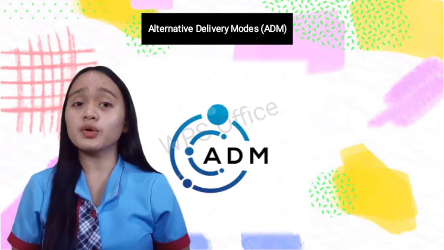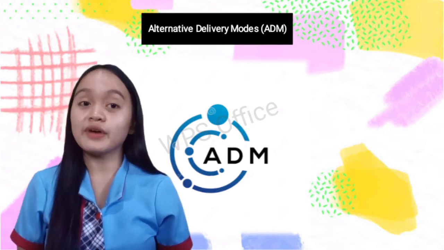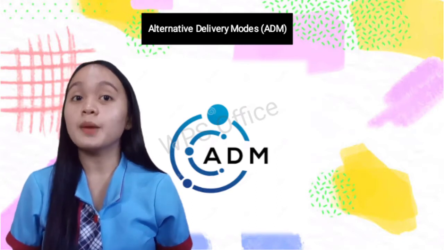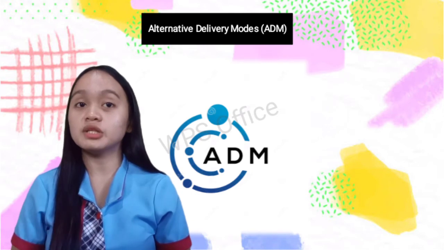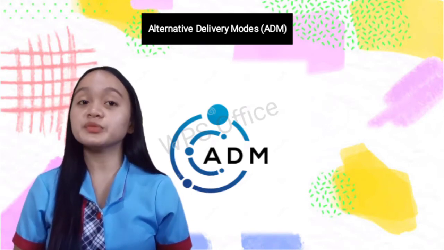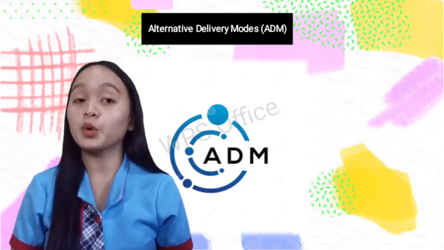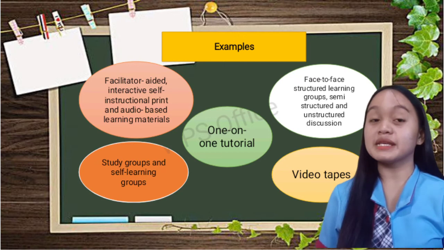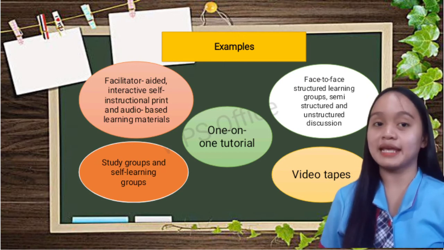As we all know, not all learners are lucky enough to go to school, and some of us have a hindrance or problems like financial problems, personal problems, and others. So that is why the Department of Education finds ways to solve the students' problems. So here are some examples of alternative delivery modes, or ADMs.